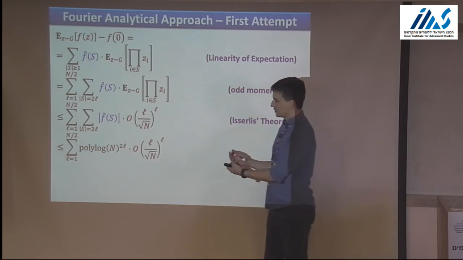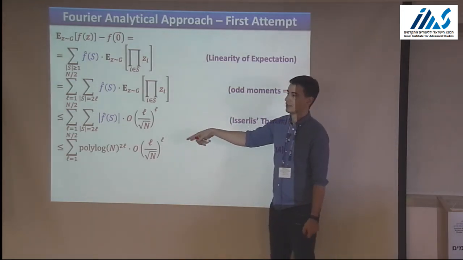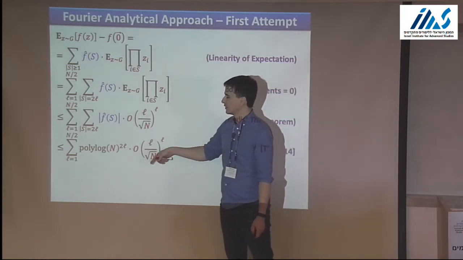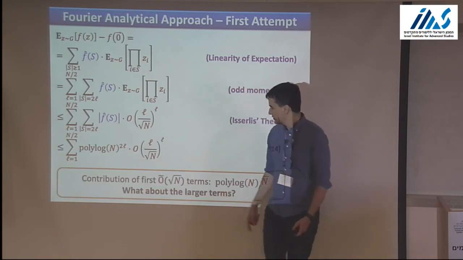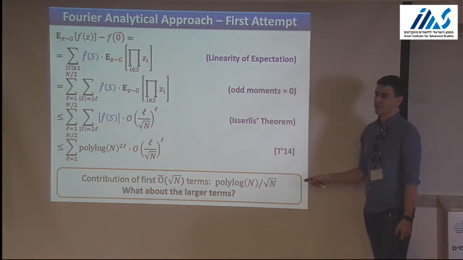When L equals 2, it's even smaller, but when L gets bigger, let's say square root n, then we don't have anything meaningful here, because L over square root n is bigger than 1, and this entire thing is bigger than 1. So the contribution of the first term is what we wanted, but we don't know how to bound the large terms.